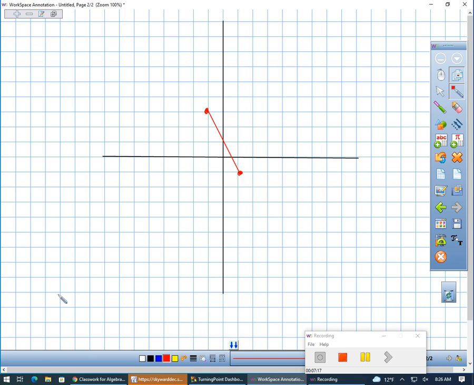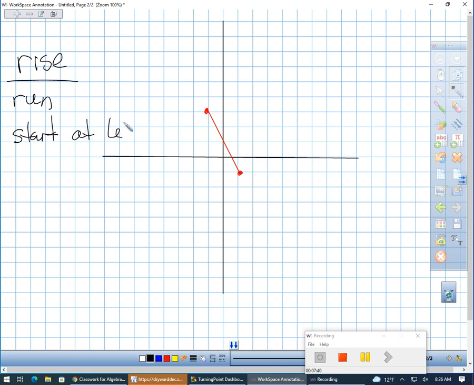When we are finding rate of change from a graph, you are going to do rise over run. Exactly what we did with our Christmas trees before break. You always start with the leftmost point. So start at the left point, which is this one, and we either go up or down to get to the next one. If we go up, it's positive. If we go down, it's negative. So in this case, we're going to count down 1, 2, 3, 4. So that's a minus 4 on top.